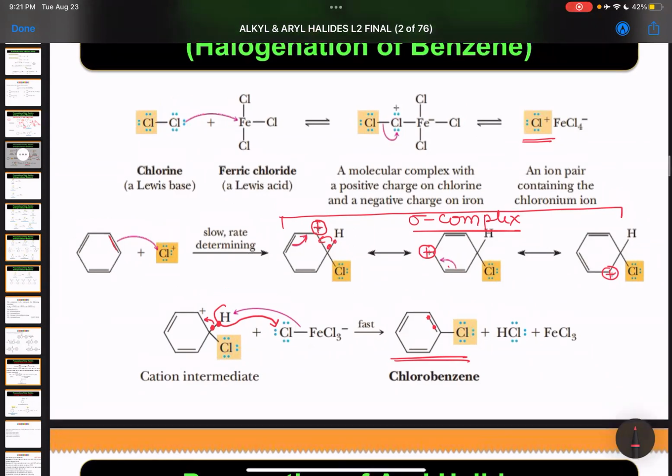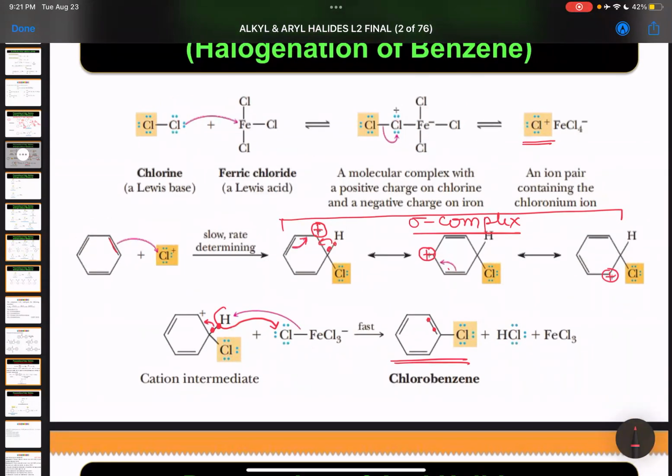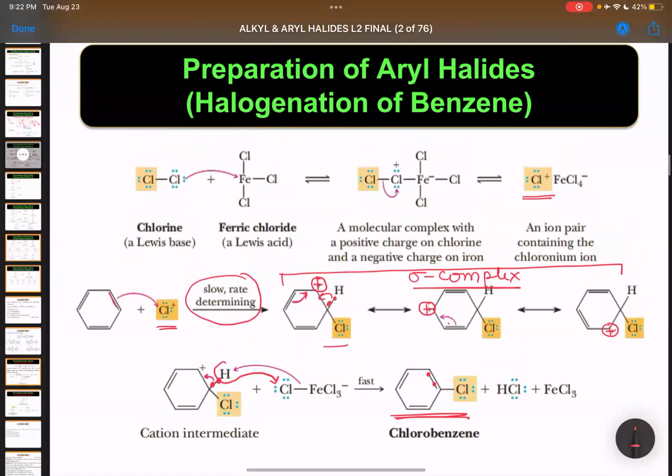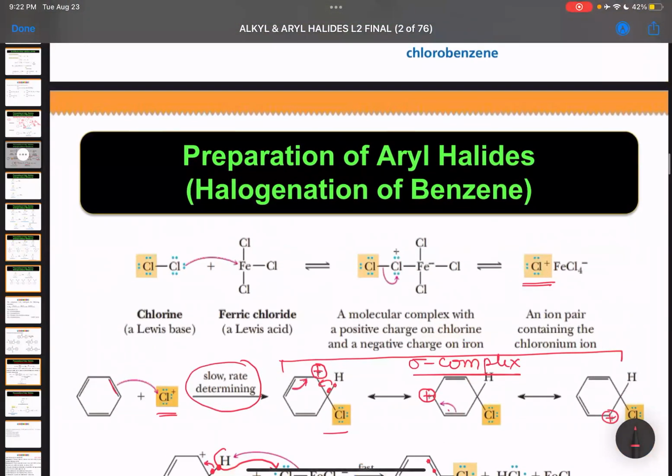Why electrophilic? Because an electrophile was generated, Cl plus was generated, and this step is going to be the slow step because you are breaking the neutral benzene ring, pulling its electron density. Once this sigma complex forms, the removal of H plus by Cl minus will be the fast step because you are getting back your benzene ring. Is the mechanism clear, right?